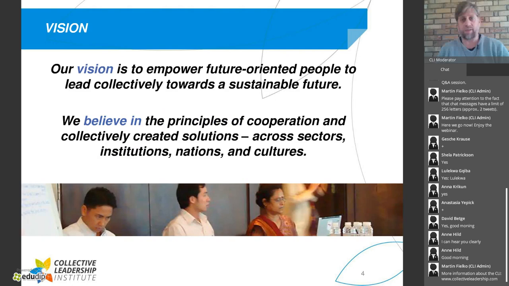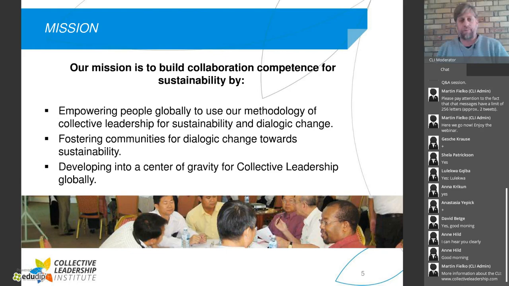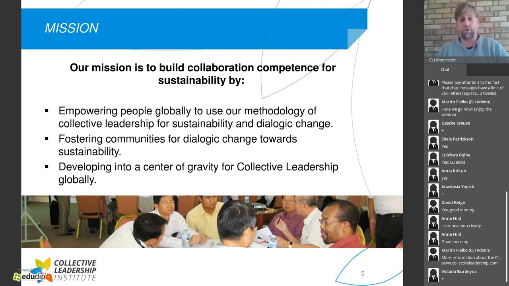Just a little vision: we empower future-oriented people to lead collectively towards a sustainable future and believe in the cooperation and collectively created solutions. The mission is building collaboration competence and also, more than that, a culture of collaboration for sustainability by empowering people to use the methodology of collective leadership for sustainability and our dialogic change model. This fosters communities for dialogic change towards sustainability. We are also trying to develop into a center of gravity for collective leadership globally.